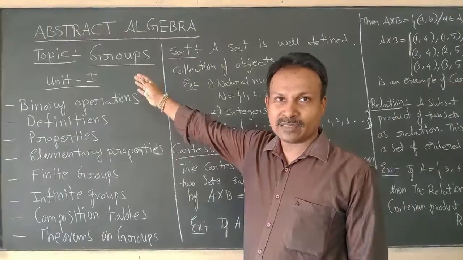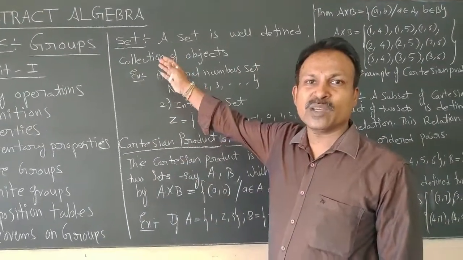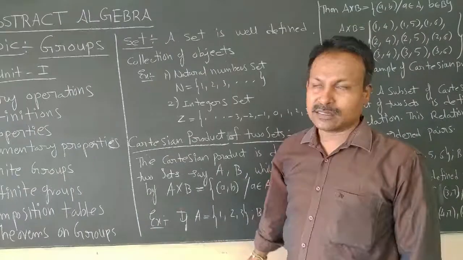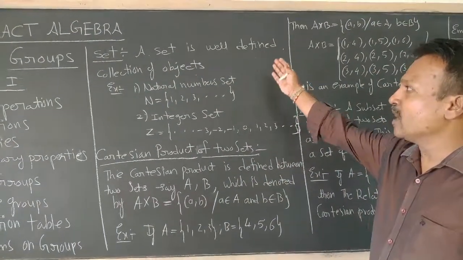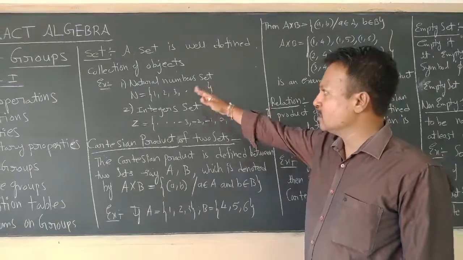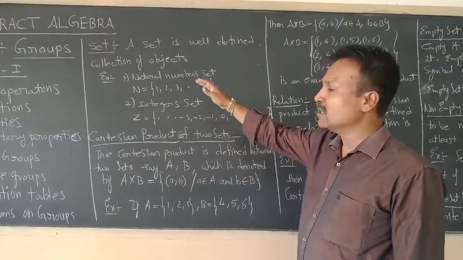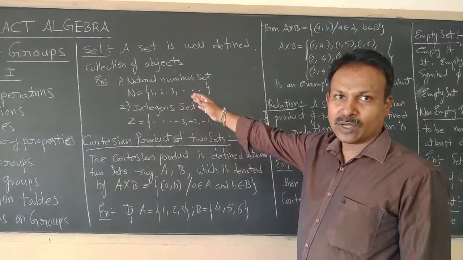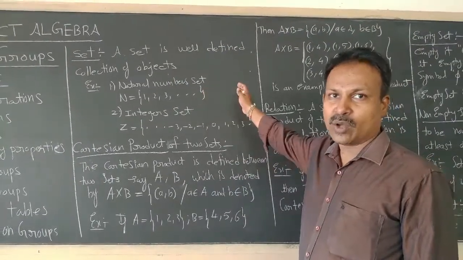in this prescribed syllabus, we have to know what a set is. It is a basic definition which we learn in our lower classes. A set is defined as a well-defined collection of objects. An example of a set is the natural number set. It is denoted by capital N equals 1, 2, 3, and so on.